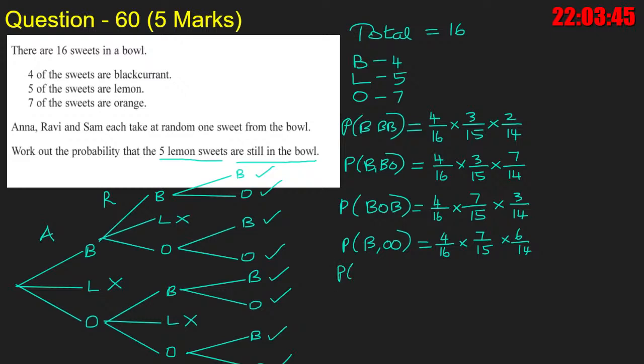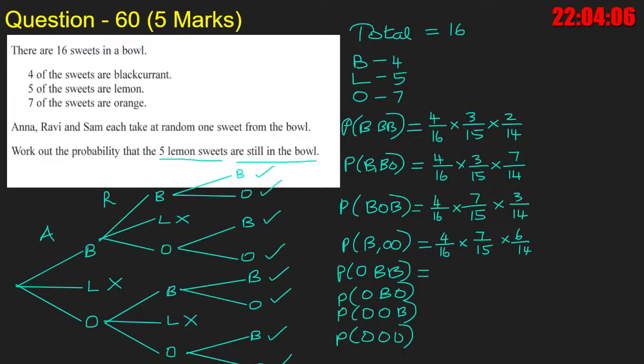Then the probability of OBB, let me quickly write it. Probability of OBO, probability of OOB, and finally probability of OOO.